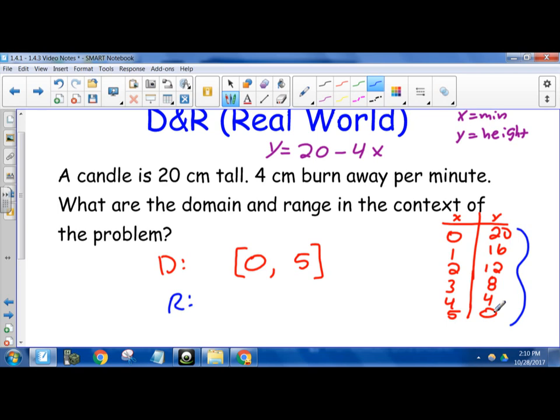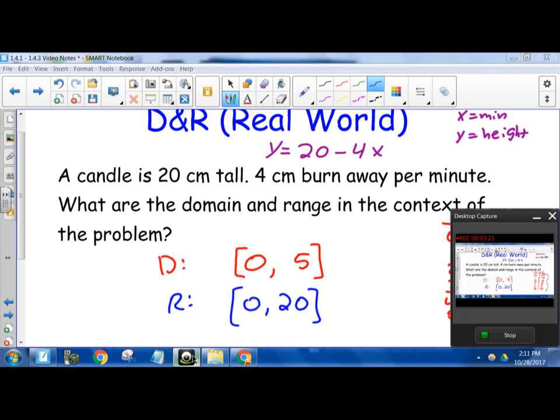But be very cautious, because domain and range, we learned last chapter, need to be least to greatest. So even though the candle starts at 20, 20 is larger than 0, so it needs to go at the end. And it will end at 0 centimeters, but that's smaller, so it goes at the beginning. We'll use brackets to indicate that you could actually equal 0 centimeters and 20 centimeters. All right, so I hope that was clear.